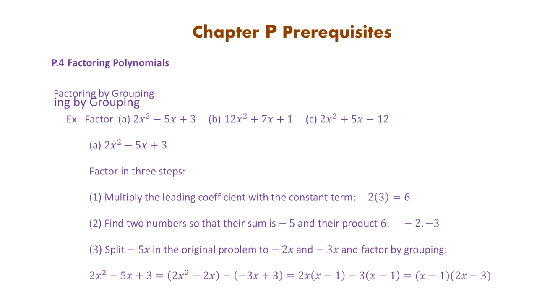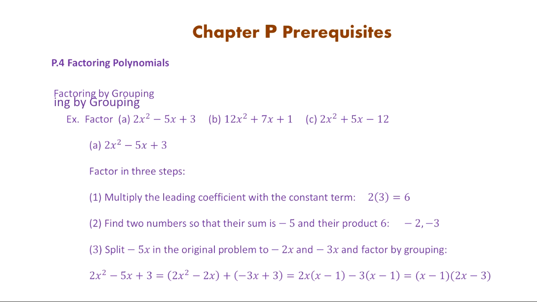In that case, if you want to use the factoring method, then use grouping, all right? But this time it has to be done in 3 steps. It will be a little different from the previous problems. The 3 steps are as follows. First, you multiply the leading coefficient with the constant term.